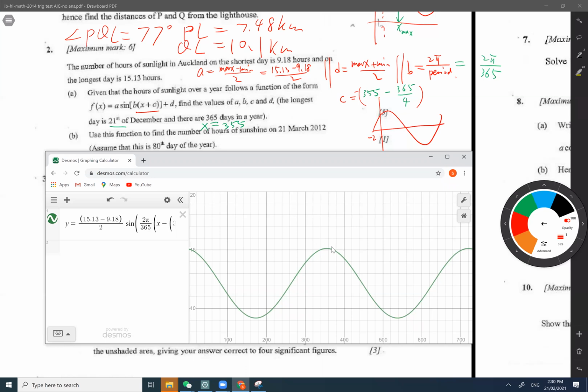This is the graph. Let's check the maximum: at 355, 15.13. The minimum, 9.18. Okay, the curve looks correct.